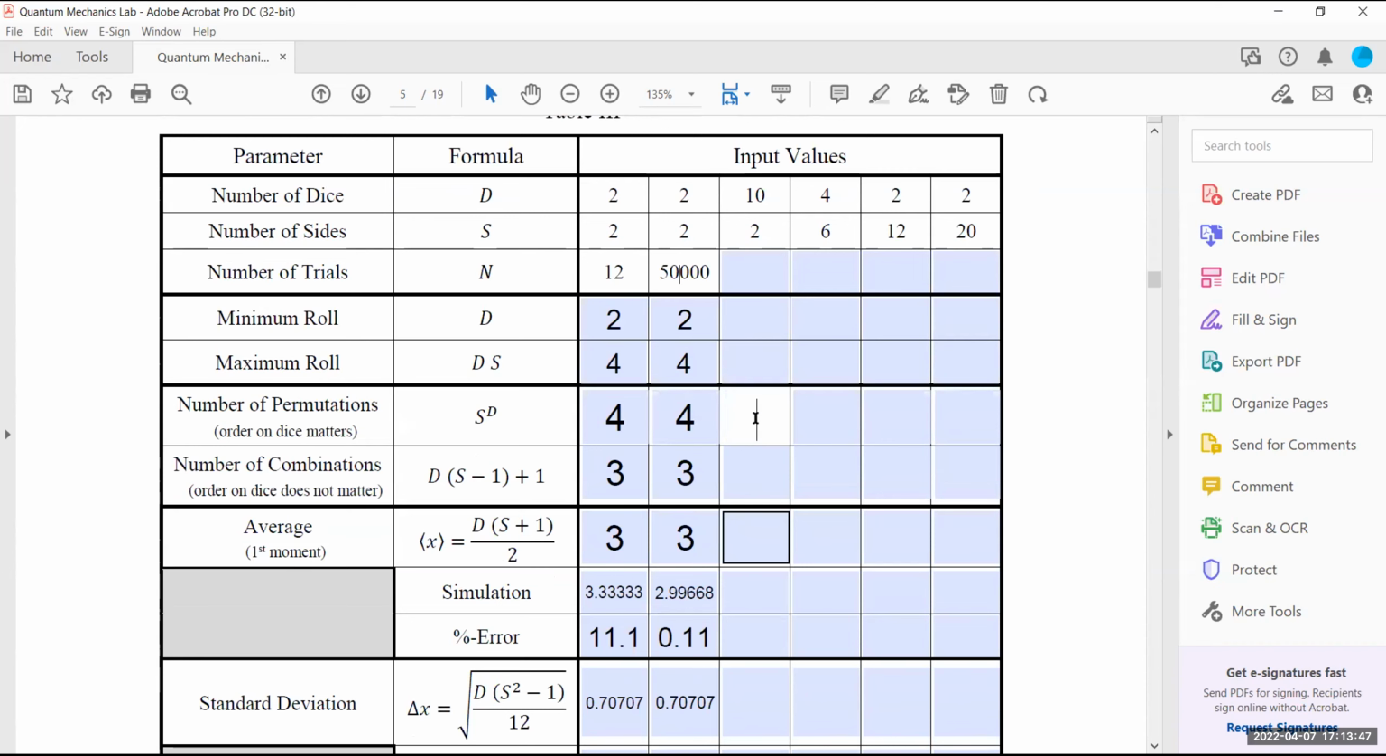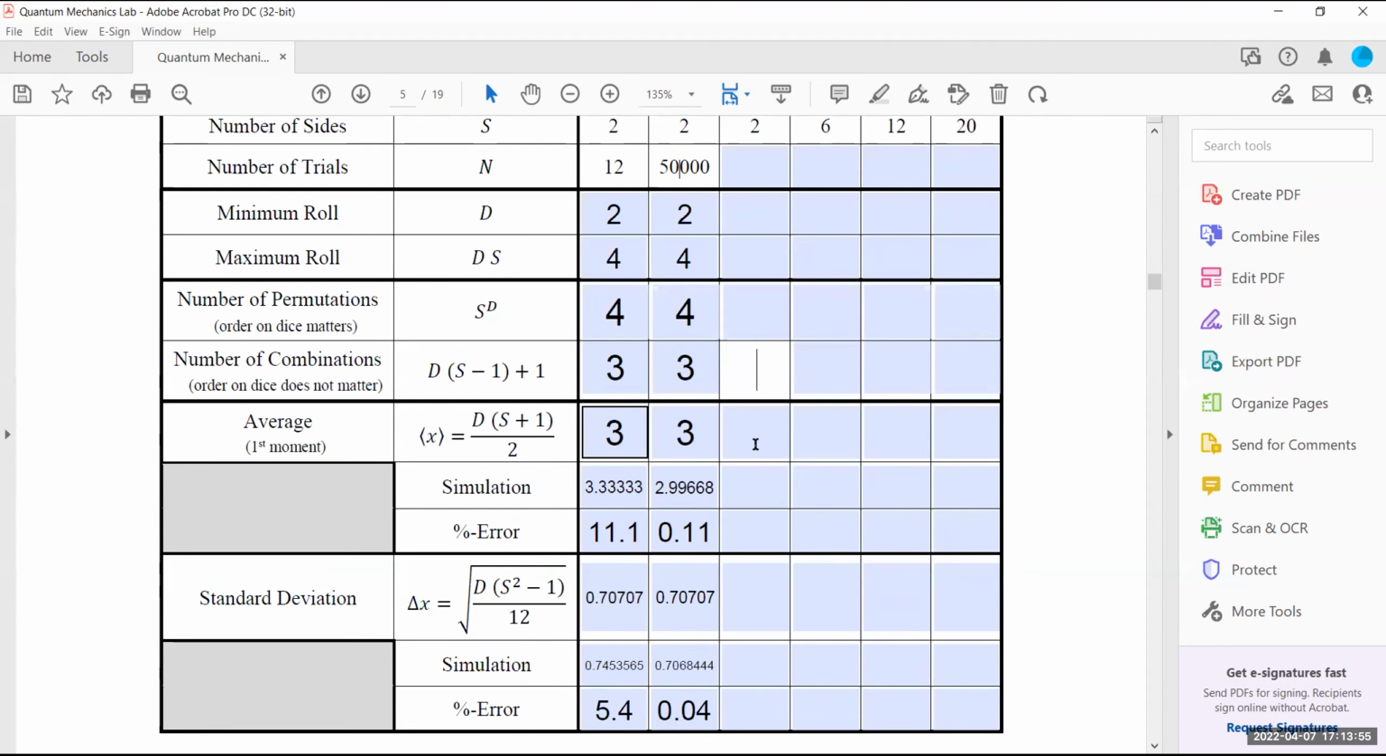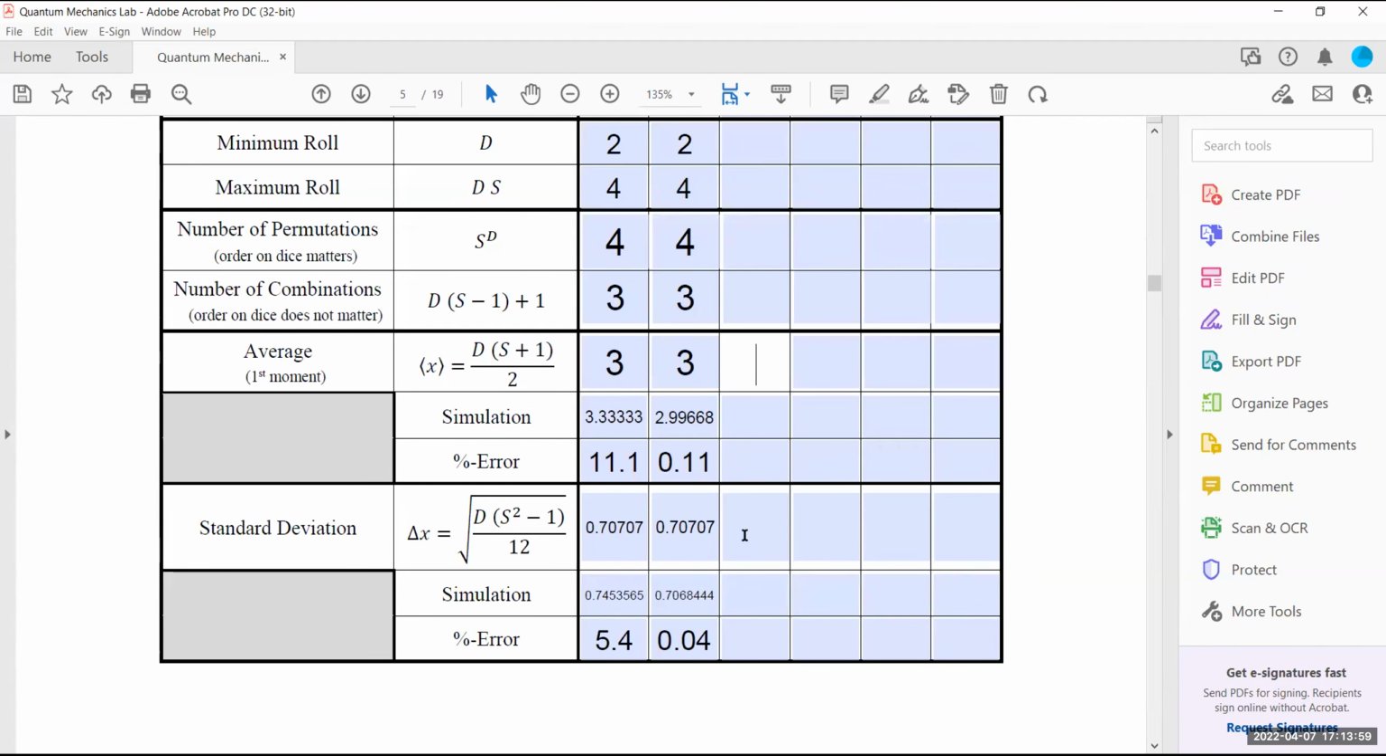Then the number of permutations in here, and also the combinations using this formula and this formula, and finding the theoretical average and the theoretical standard deviation using the same formulas. Now going back into the experiment, running it, getting the simulation, and finding the difference between them.